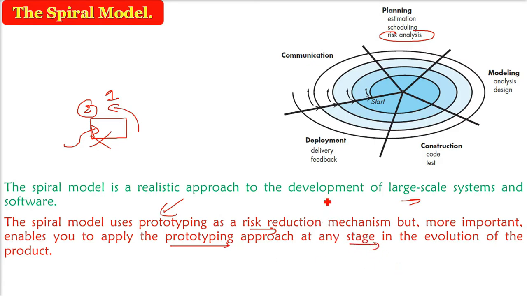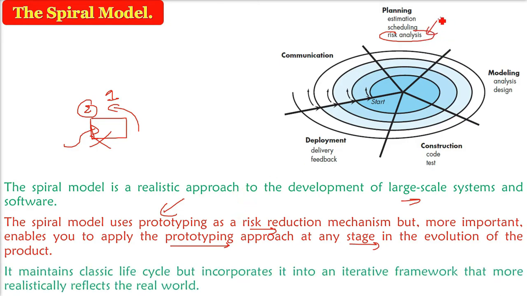You can do the prototyping at any stage of the software development lifecycle, here framework activities. Once you have done this prototyping, then you will maintain the classic life cycle. The classic life cycle is the waterfall model. You will start with communication, planning, modeling, construction, deployment in a serial manner. So every time you may have a prototype in between also.